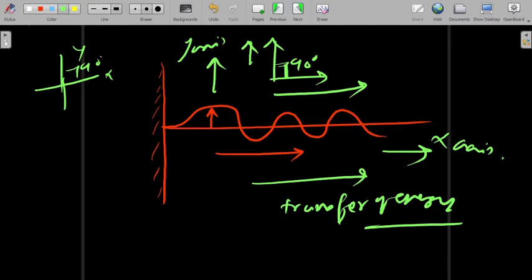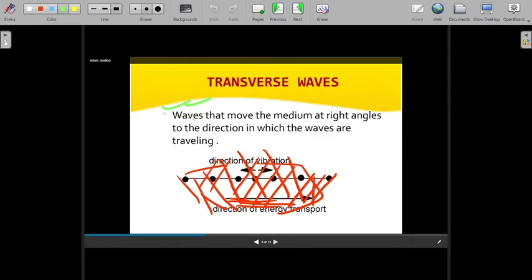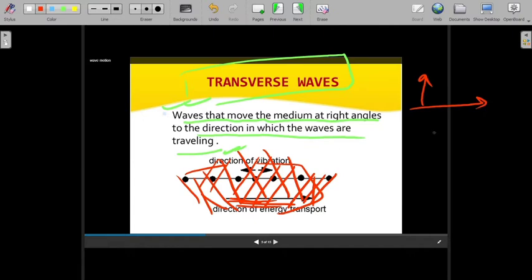They are called the transverse wave. Here you can see the definition: waves move the medium at right angles to the direction in which the waves are traveling. So they are called transverse waves. Here the particles are traveling upwards, and the wave direction is towards the right.